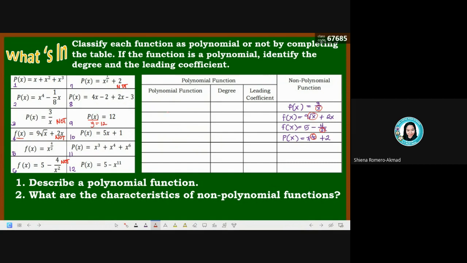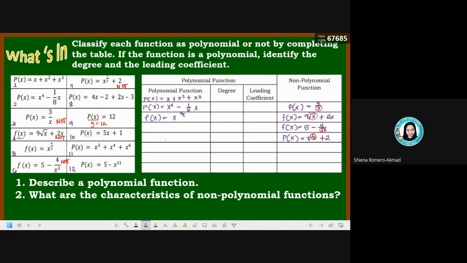Okay, so let me write the polynomial functions. So which are the polynomial functions? So ito po yung mga yon. So let me write it here. P of x equals x plus x squared plus x cubed. P of x equals x raised to 4 minus 1/8x. Then we also have number 5, f of x is equal to x raised to 4 over 2. Mamaya I'll explain bakit na-consider ito as polynomial function.